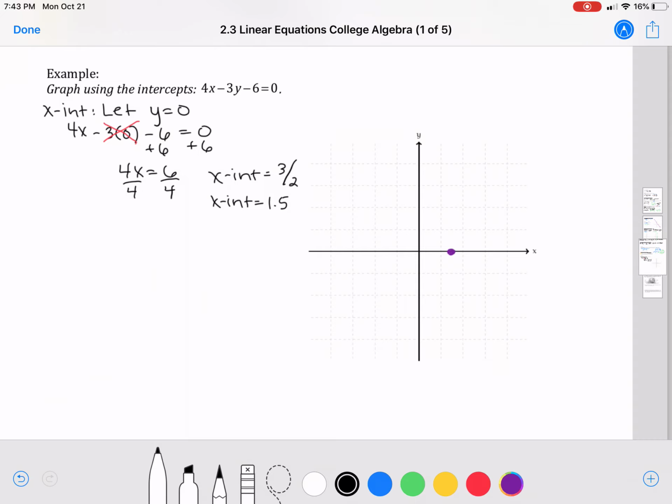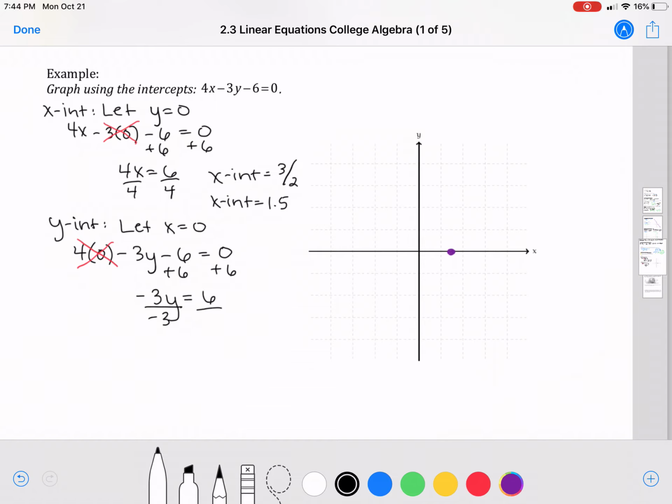Now our y-intercept: we're going to let x equal 0. So we have 4 times 0 minus 3y minus 6 equals 0. 4 times 0 cancels, and we can add our 6 to the other side so that our y term is by itself. So negative 3y equals 6. Divide both sides by negative 3, and we get our y-intercept to equal negative 2.